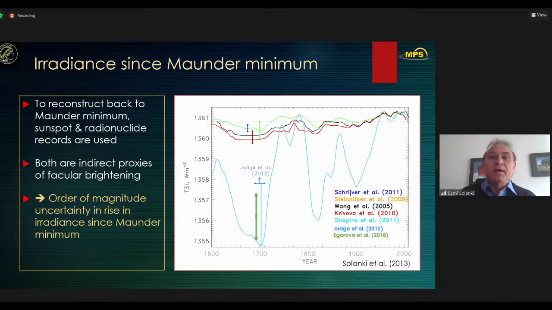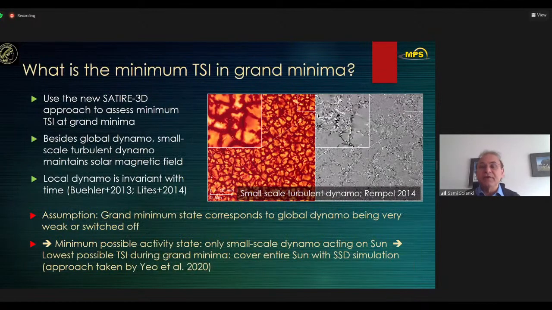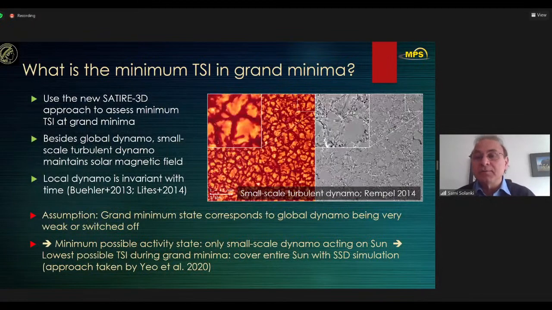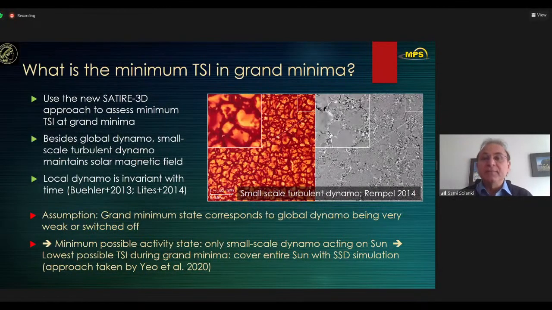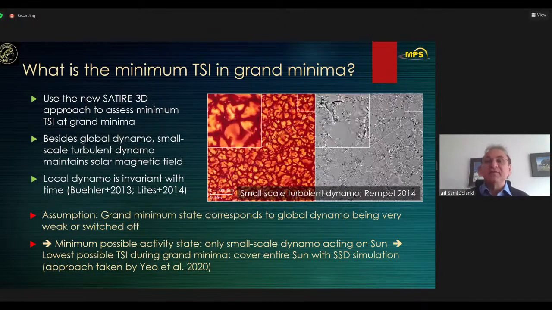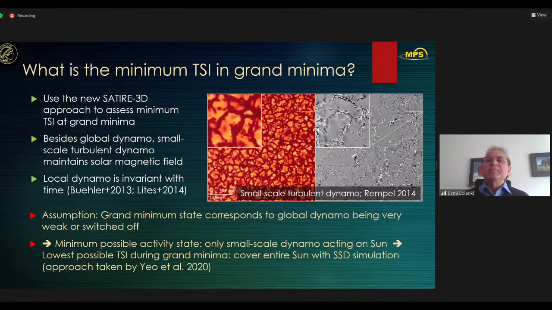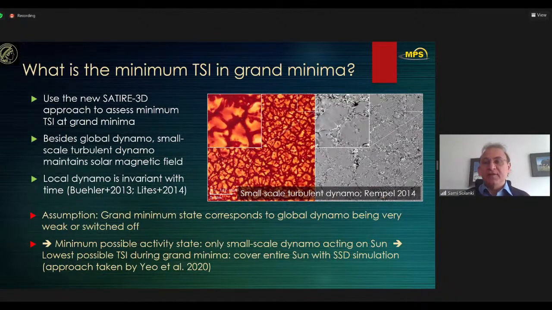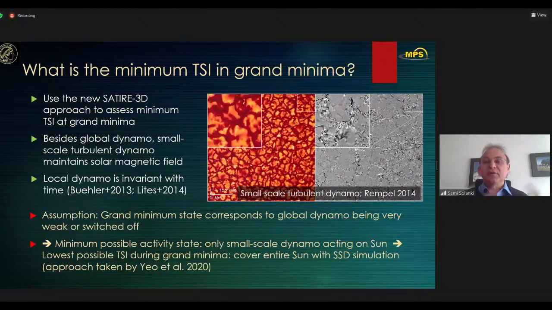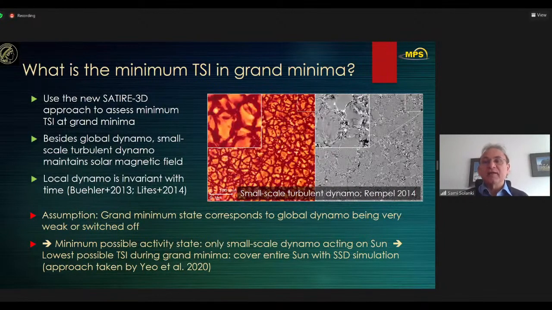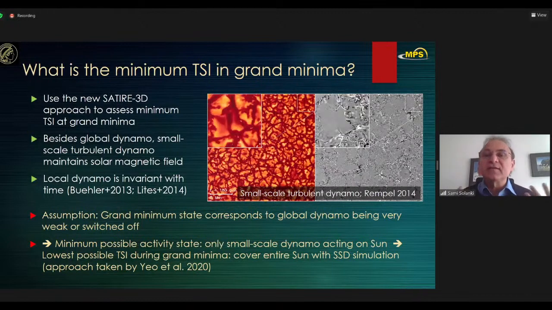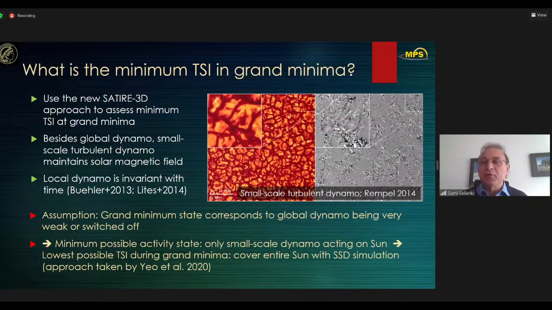So who is correct? We decided to take a very different approach because we now have a model, the Satire 3D, which doesn't leave us any freedom to tune parameters. We said, okay, what could be the state of lowest activity of the sun? We know that there is a global dynamo working in the sun, which produces active regions, but we also know that there is something like a small-scale turbulent dynamo acting in the convection zone, including at the surface, and it produces a lot of very small-scale mixed polarity fields.